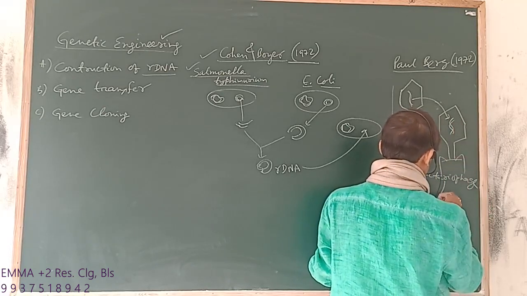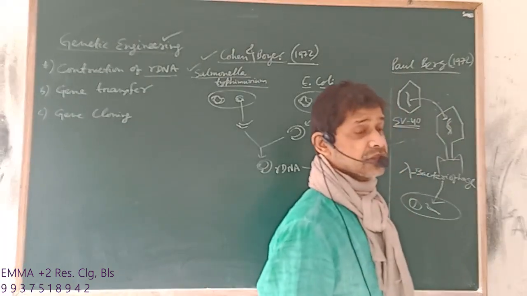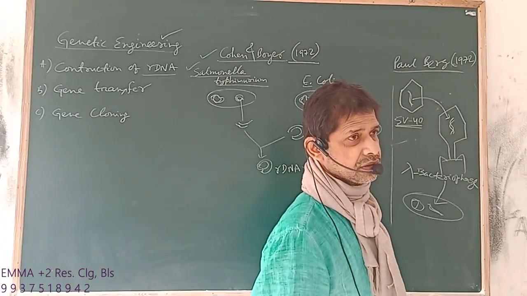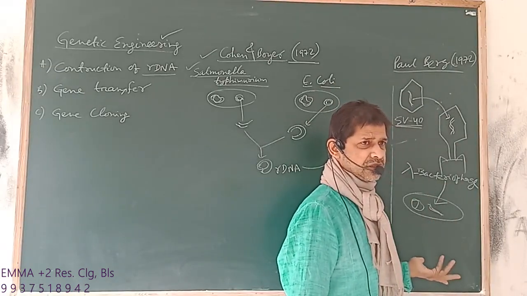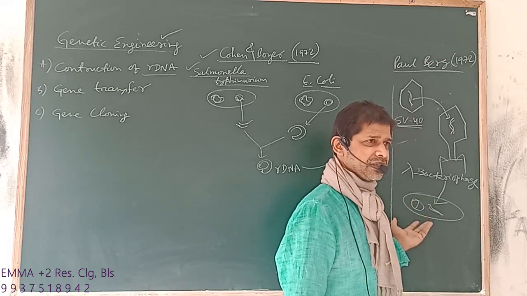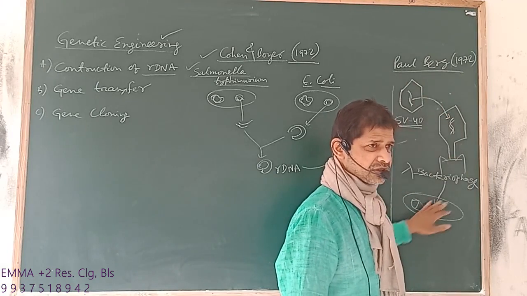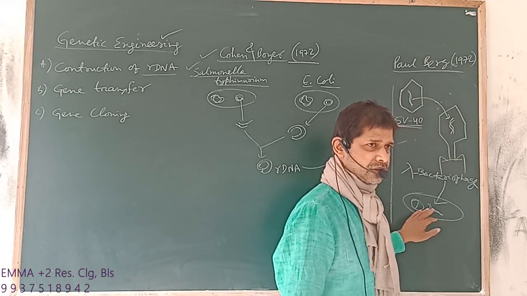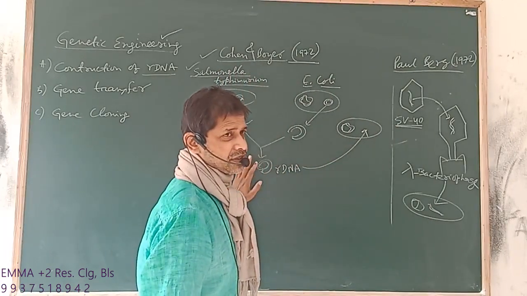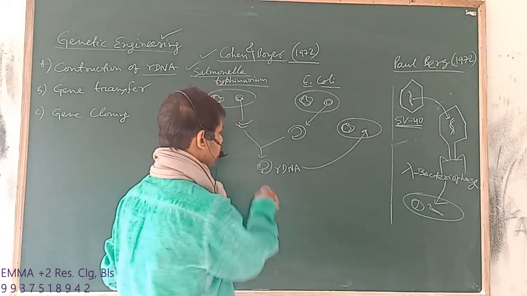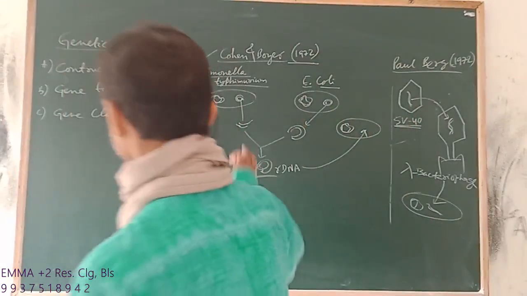that the SV40 gene was ultimately introduced into a bacterial cell. So this is nothing but engineering of the gene. Taken out from one and entered into another. This is engineering. So in 1972, Paul Berg performed this demonstration, and in the same year, Cohen and Boyer artificially constructed recombinant DNA. Very important. Now come to here.